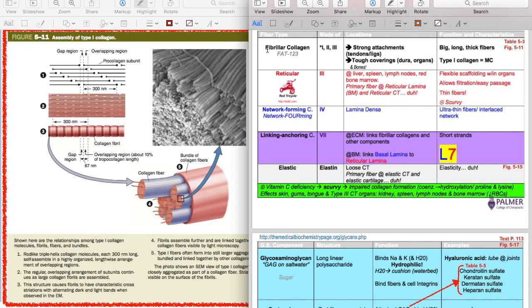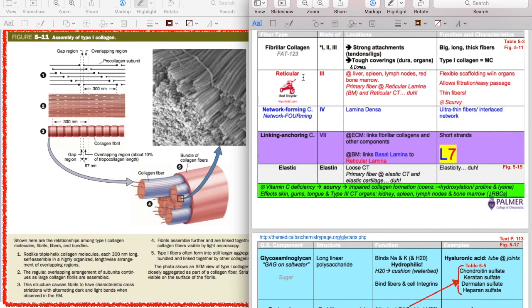Fat 1, 2, 3. These are the big boys. Fat fibrillar collagen 1, 2, 3. They are strong. They're big. That would make sense if they're found in places where you have strong attachments and tough coverings. Strong attachments would be tendons and ligaments, and tough coverings like the dura of the CNS and capsules around organs, and also in your bones. That's not noted in your notes, or it hasn't been in the past, but type 1, especially, or fibrillar collagen in general, is going to be found in bones.